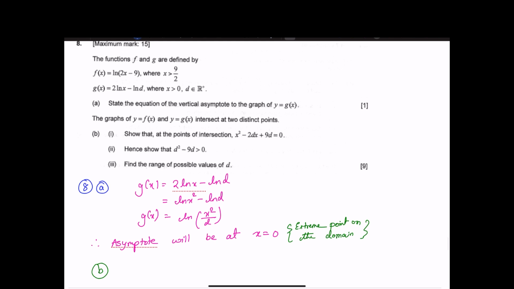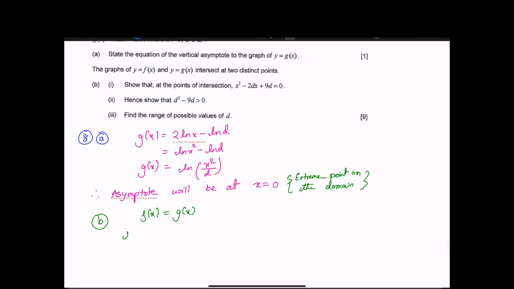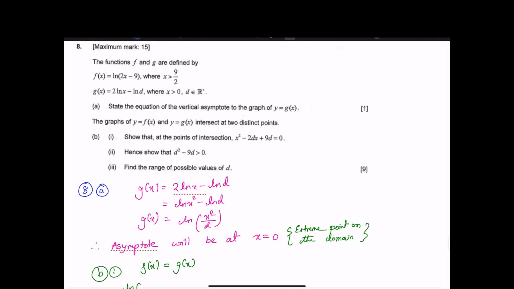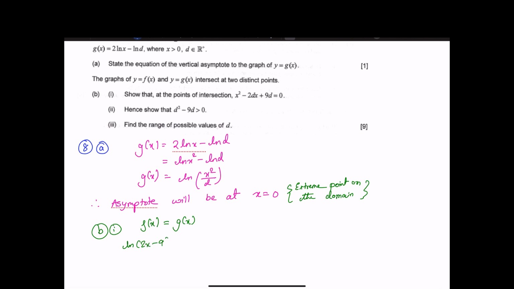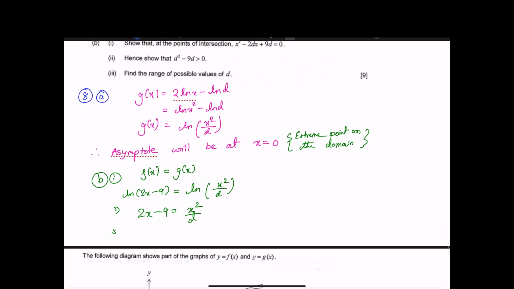Now the graphs y equals f(x) and g(x) intersect at two distinct points. We have to show that the points of intersection satisfy the equation x squared minus 2dx plus 9d. So to find it, we have to equate f(x) and g(x). Right? f(x) is ln of 2x minus 9. g(x) is ln of x squared by d. Again, remove the ln from both sides. So 2x minus 9 would be equal to x squared by d. So yeah, we can write 2xd minus 9d would be equal to x squared.